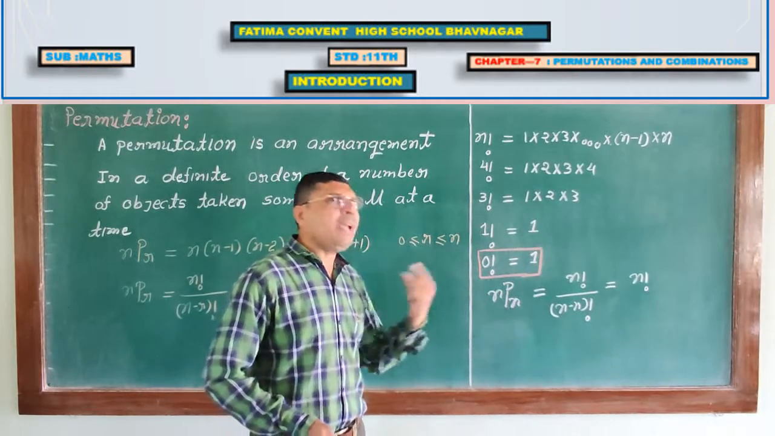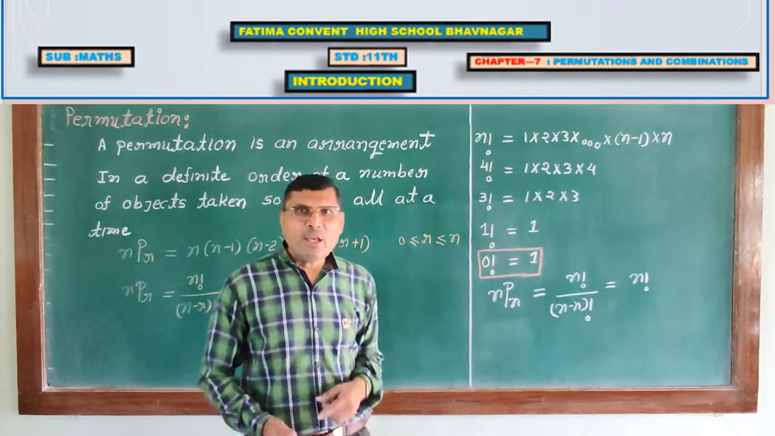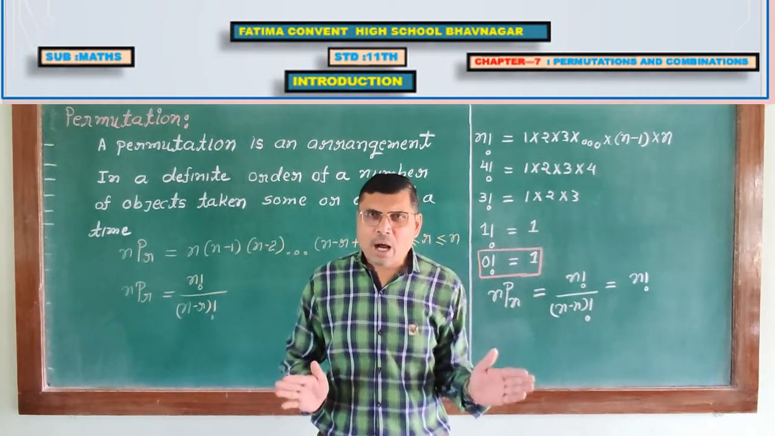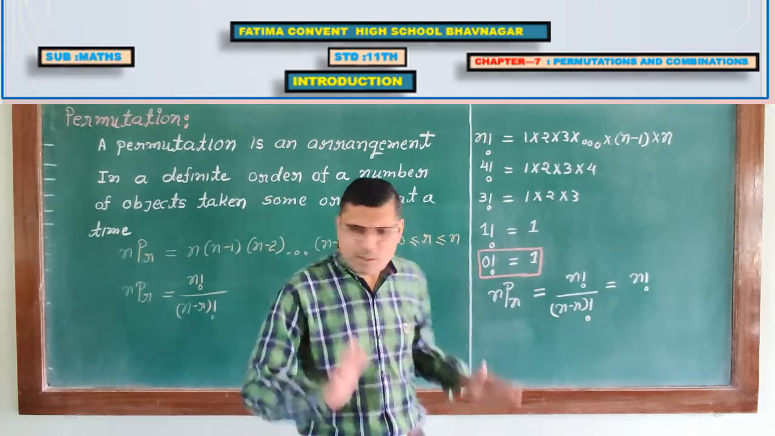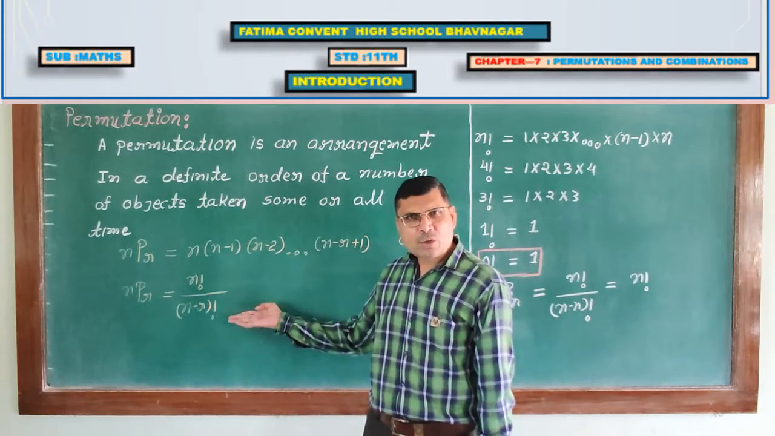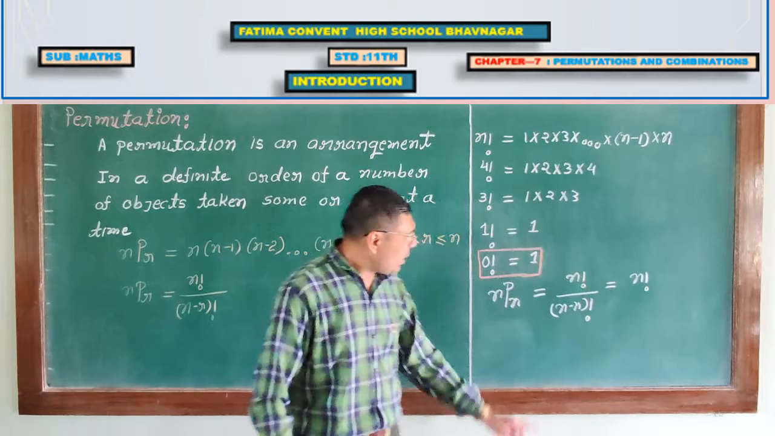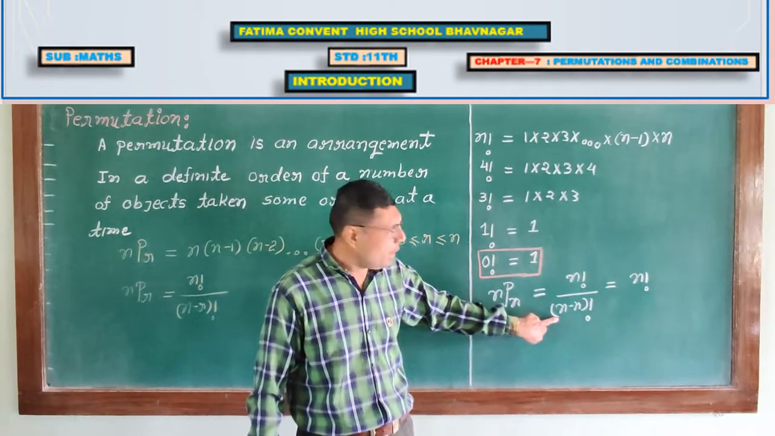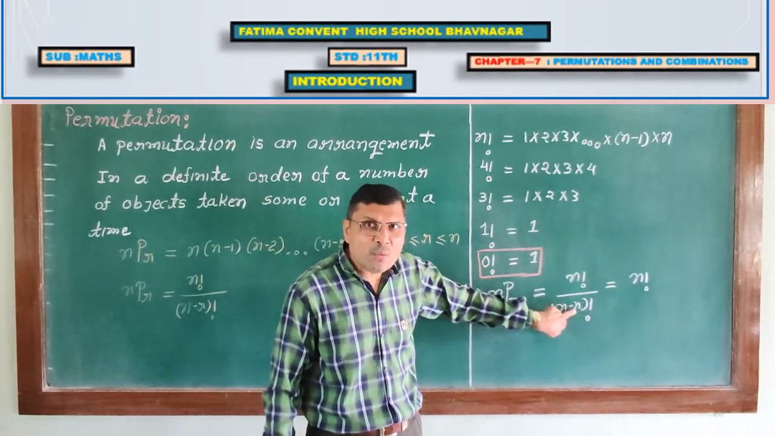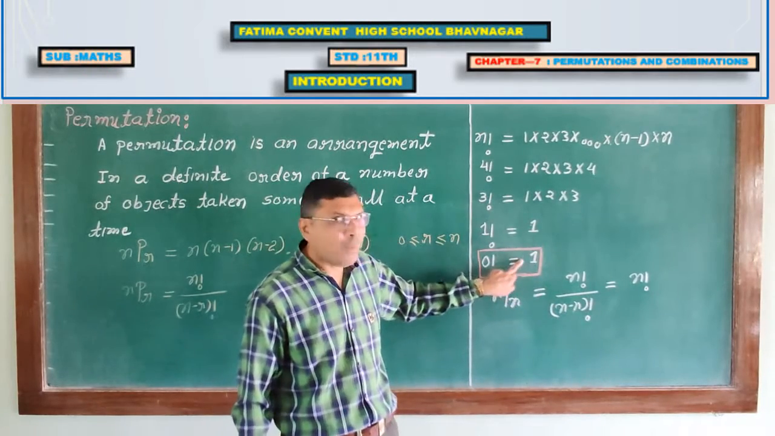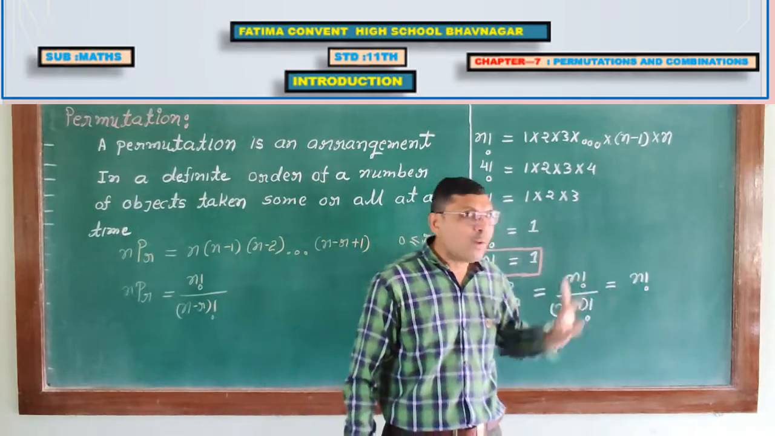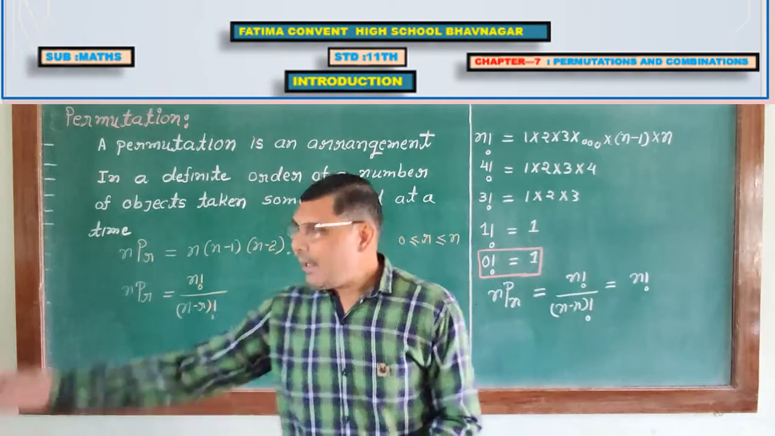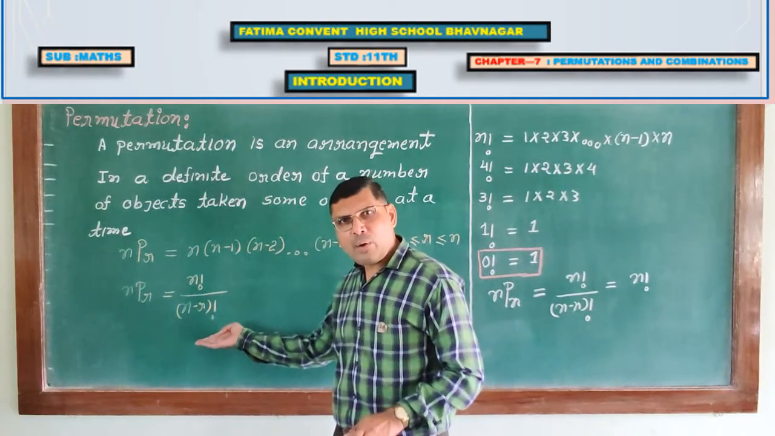What is nPn? If you select all the objects out of n, then using this formula, n factorial upon n minus r factorial, that is equal to n factorial upon n minus n factorial. So n minus n is 0 factorial. 0 factorial is 1. So the answer is n factorial. So this nPr formula is this. You can remember it very easily.